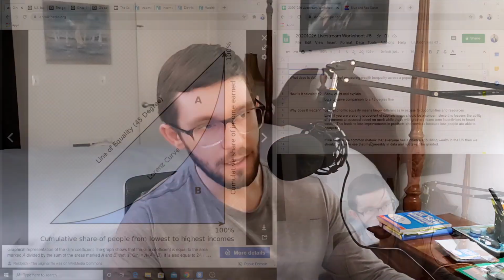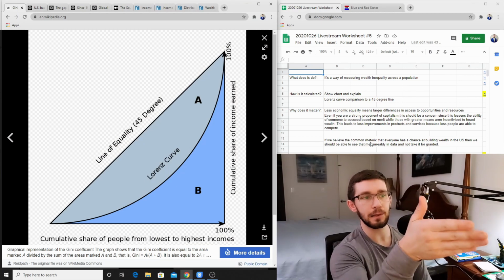Okay, so the next topic we're going to be talking about is the Gini coefficient. First of all, what it is: it's a way of measuring wealth inequality across a population. I'm going to share my screen with you and show you what's going on here. But basically, this is a Lorenz curve.